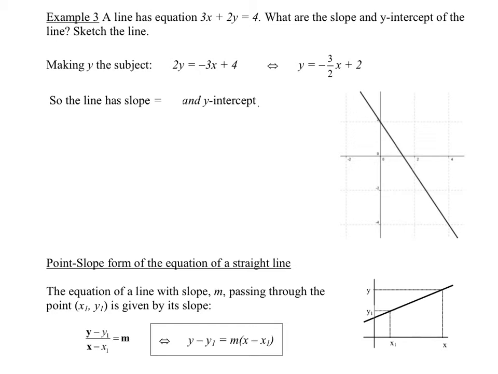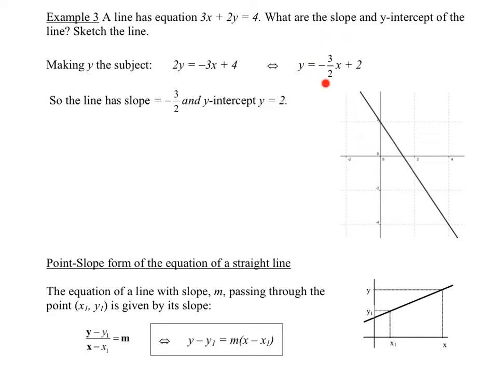It has a slope of negative 3/2 and it has a y-intercept of 2. And you can actually see that over here on this graph. You can see that this line goes through the y-axis at 2. Right? This 2 here tells you where it goes through the y-axis.